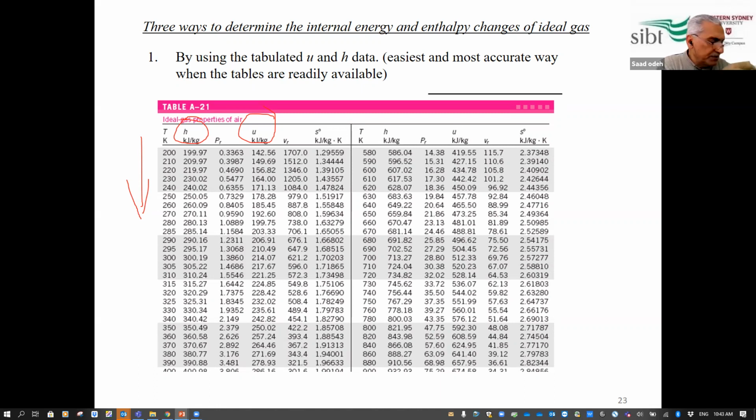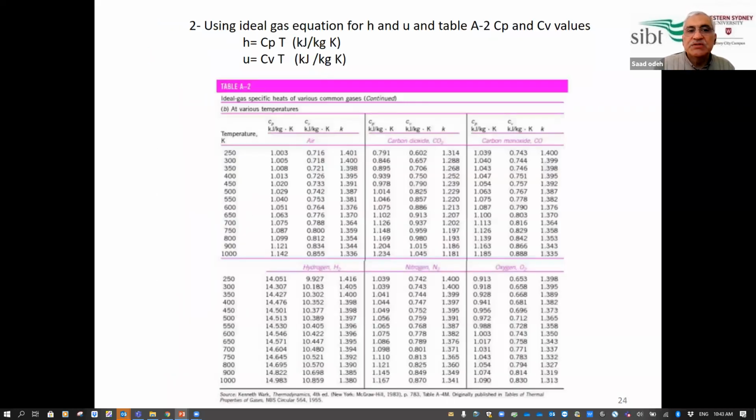If we don't have tables, which sometimes happens, to find H and U directly, then we can use the ideal gas equation, as I mentioned before. We have two equations, one for H in terms of Cp, and the other for U in terms of Cv. Okay, let's do a quick example here.